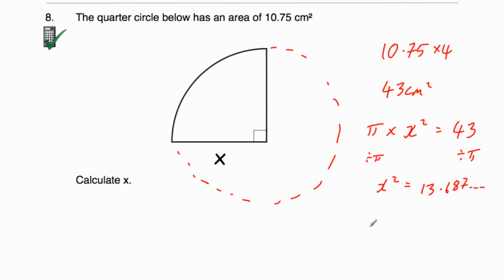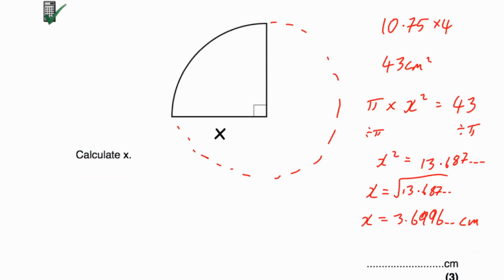Now we want to find out what x is. This is x squared, so we're going to square root. So x will be the square root of 13.687 and so on. Now I've still got that on my calculator display, so I can press the square root of answer equals, and I've got x will be 3.6996 and so on centimeters. I'm going to round that to one decimal place. That'll be 3.7. So it means that x is equal to 3.7.